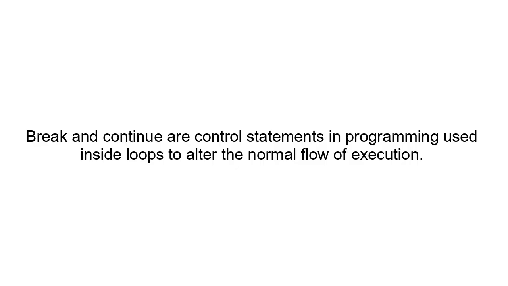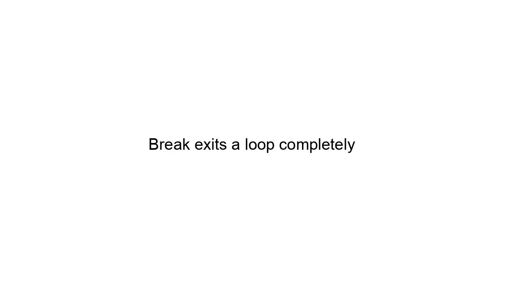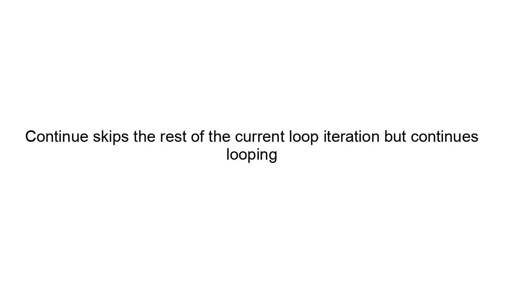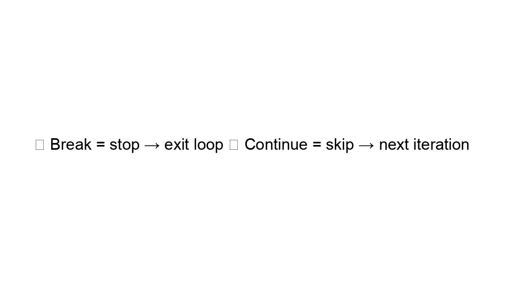In simple words, break equals stop the loop immediately. Continue equals skip the current iteration and move to the next. It means break exits a loop completely. Continue skips the rest of the current loop iteration but continues looping. Both are used to control loop behavior efficiently. So, break equals stop, which means exit loop. Continue equals skip, which means next iteration.